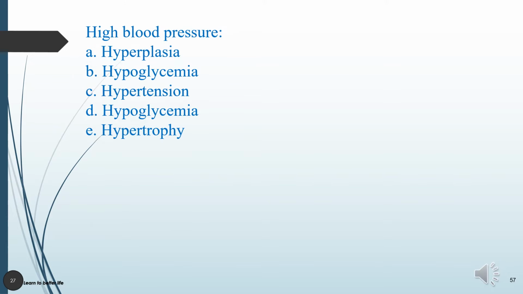High blood pressure. A. Hyperplasia. B. Hypoglycemia. C. Hypertension. D. Hypoglycemia. E. Hypertrophy. The answer is C. Hypertension.